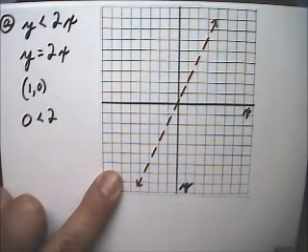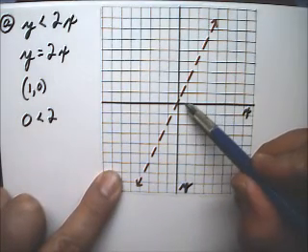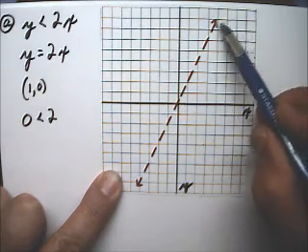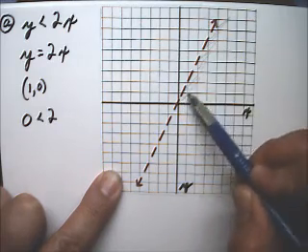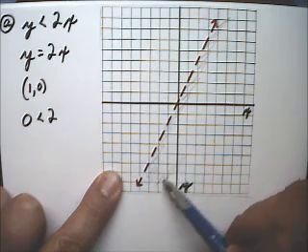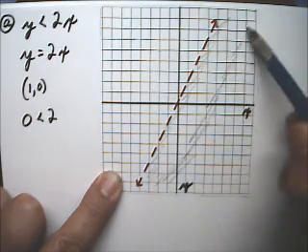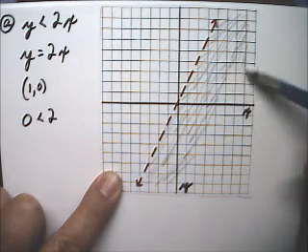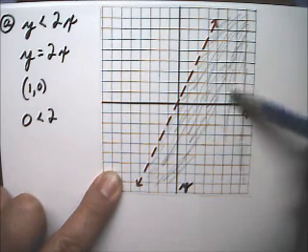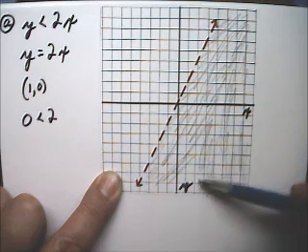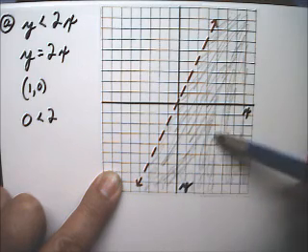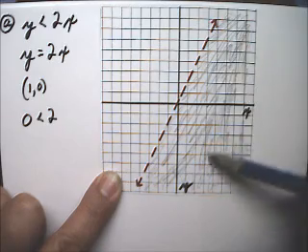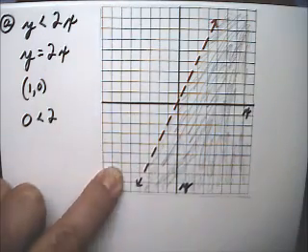So since that's true, that means this point that I tested is part of the solution. That means that everything on this side is part of the solution. If I tested that point and it came out false, well, the solution would be everything on the other side of the line, and I would be shading the other side of the line. I did a broken line because it's strictly less than.